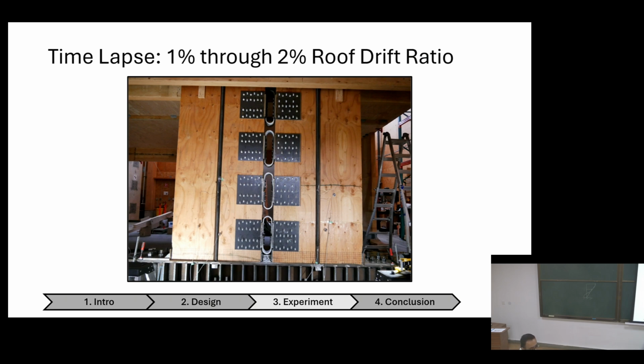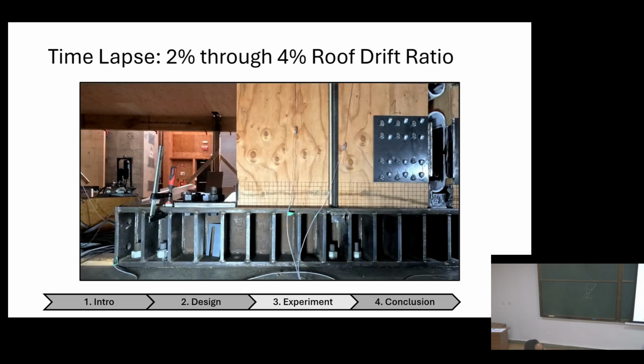So this is the wall in close-up. The video shows from 1 to 2% drift ratio, and I think this video does not work, but we'll go to the next one. Oh, this is working. So from 1% roof drift ratio to 2%, it's not a lot of displacement at the base of the wall, but you can still see some. It's moving a little.